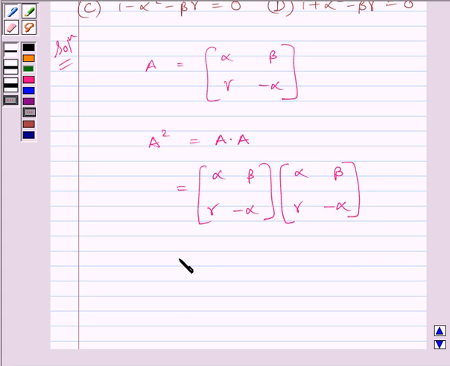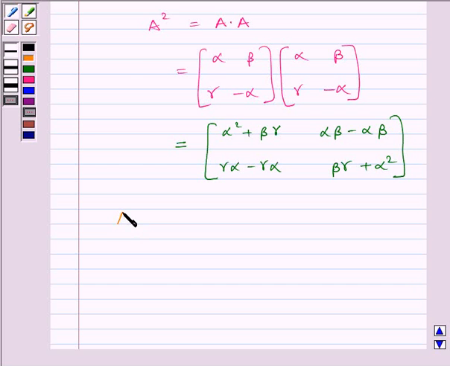So on multiplying both the matrices, we get matrix alpha square plus beta gamma, alpha beta minus alpha beta, gamma alpha minus gamma alpha, beta gamma plus alpha square. On simplifying further, we get A square is equal to alpha square plus beta gamma, alpha beta minus alpha beta is equal to 0. Similarly, gamma alpha minus gamma alpha is equal to 0. And the last element is alpha square plus beta gamma.